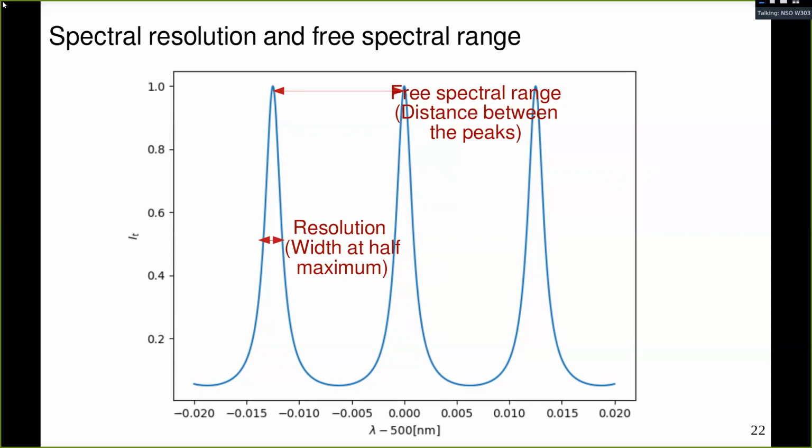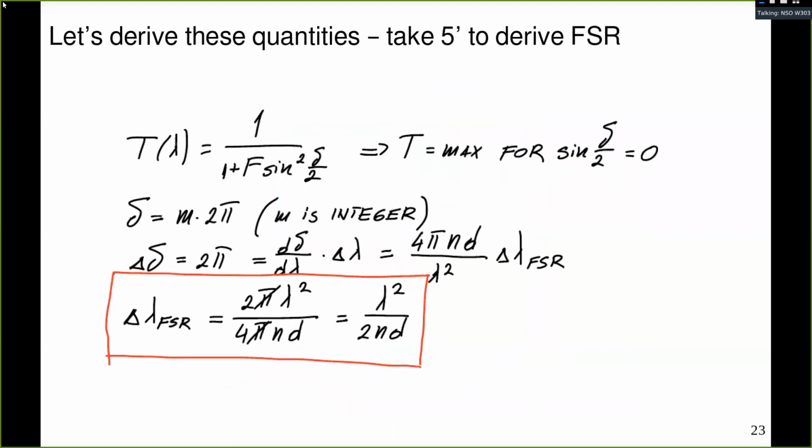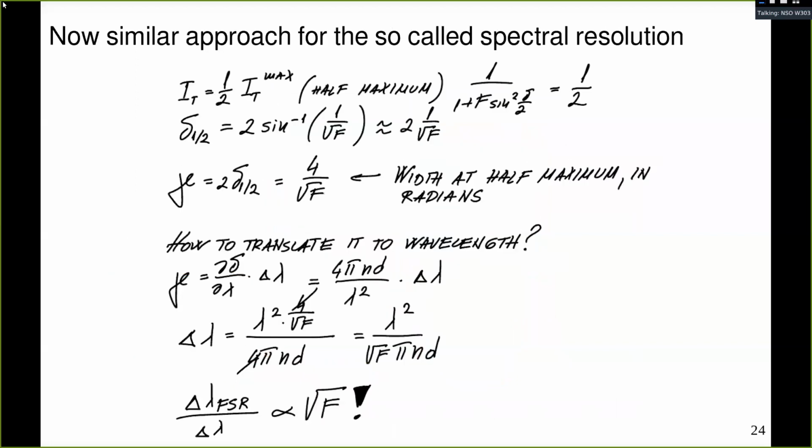And I want it as narrow. If I'm interested in very, very fine details, I want this to be as narrow as possible. So we're going to do very similar things. We're going to start by saying, okay, my characteristic width is the width where the transmitted intensity falls to 1/2, right? So 1 over 1 plus f sine squared delta half is 1/2, which implies from some very simple considerations that my delta 1/2, which is half width at half maximum, should basically be 2 times 1 over square root of f, assuming that the angles are small, okay?